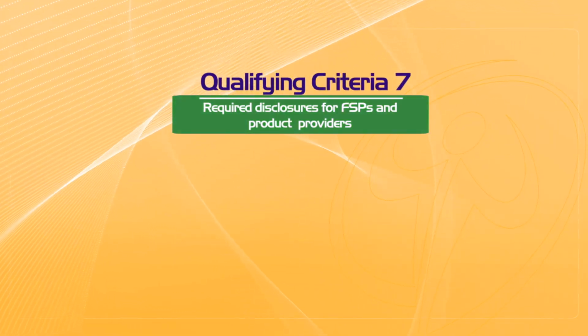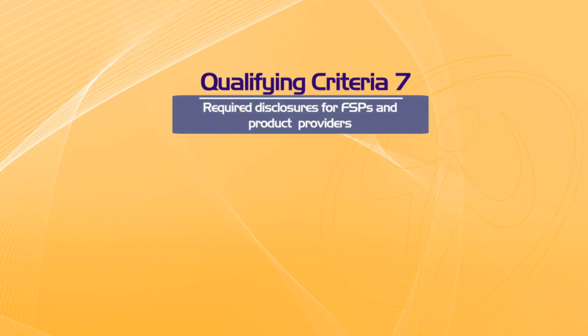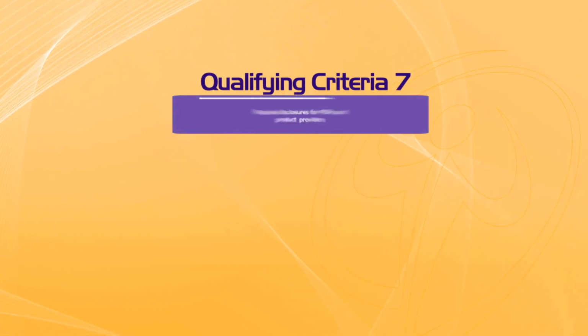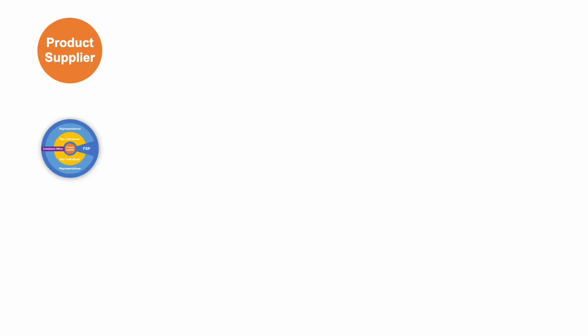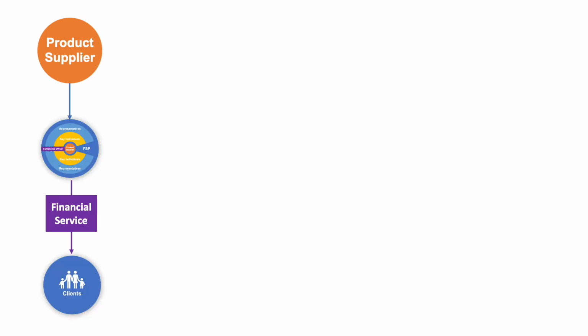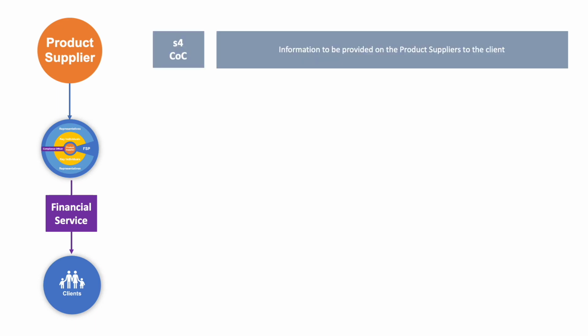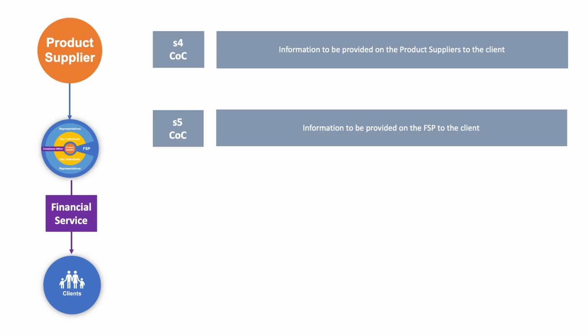Describe the required disclosures regarding the provider, product supplier, and financial service. We will discuss the disclosures relating to product suppliers, FSPs, and the financial services provided and/or rendered to clients. We will be covering Section 4 of the Code of Conduct, relating to information to be provided on the product suppliers to the client. Section 5 of the Code of Conduct, relating to information to be provided on the FSP to the client.